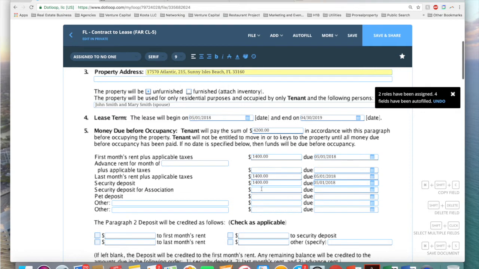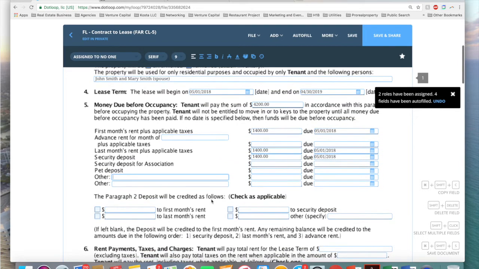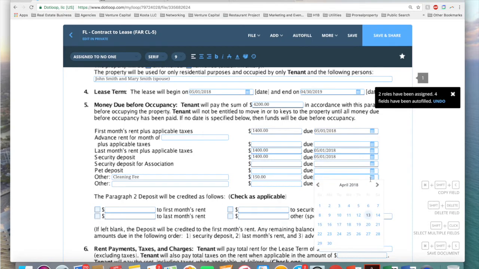Security deposit for association. Some associations and residential complexes and apartment complexes, they require the security deposit for association, which can be equal to 1 month rent. So if it's the case, it has to be filled out here. Pet deposit. John and Mary don't have pets, so it's not required. Other, if there is let's say cleaning fee, which we'll have here of $150, also due on May 1st.